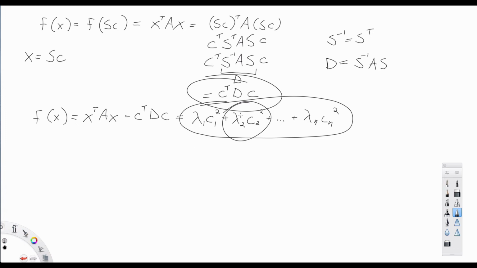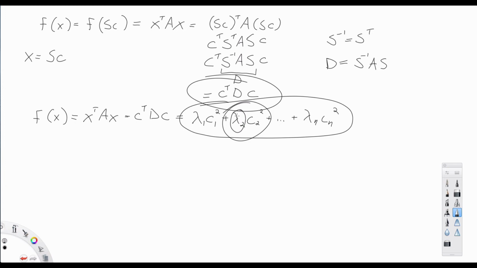If we increase or decrease one of these quantities, say c2, it's going to change f of x quadratically. Another key observation is that the sign of the corresponding eigenvalue is going to tell us how changing the corresponding coordinate is going to influence f of x.